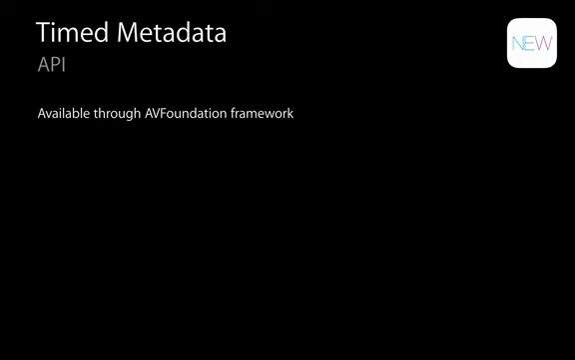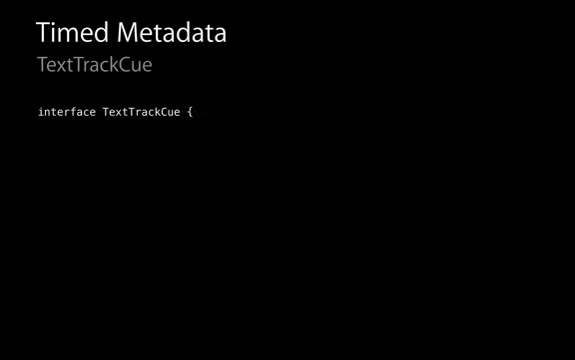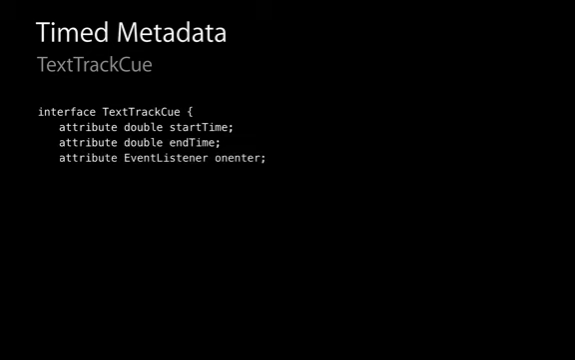And you can use the same text track APIs to watch for incoming metadata events as text track cues. Now, a text track contains a list of cues. Each one has a start time and an end time. And you can add event handlers to these objects that will get fired as the media timeline goes into the cue and leaves.